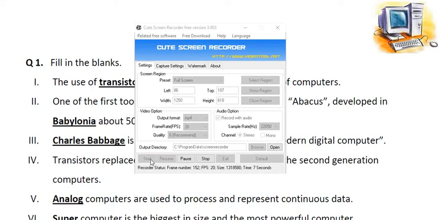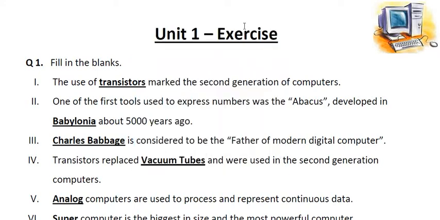Students, today we are going to solve the exercise of unit 1, that is fundamentals of computer. So question number 1 is fill in the blanks. The first fill in the blank is the use of transistors marked the second generation of computers, because in the first generation computers vacuum tubes were used, and then in the second generation transistors were used.